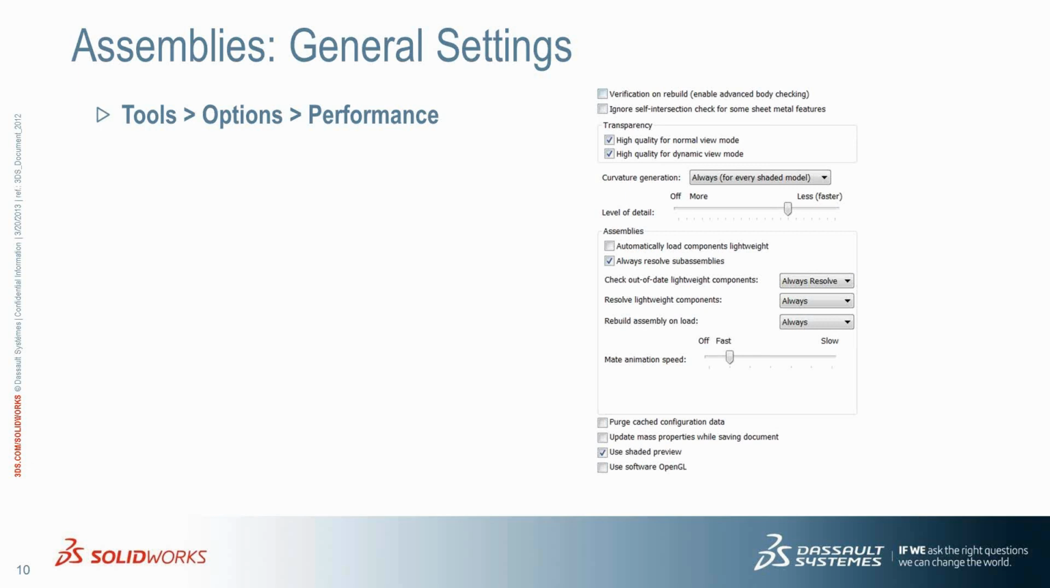One I'll bring up automatically is the very first one at the top that's called Verification on Rebuild. If this is on, it enables this advanced checking of parts, and it can severely slow down and hamper just opening parts and assemblies. You kind of want to avoid that. Level of detail: the more detail you have, the slower it's going to be. You can turn off some of that detail while you're panning, zooming, and rotating. Also, things that we're going to discuss today, like lightweight components and animation speed. All that stuff is in one spot under your general settings.